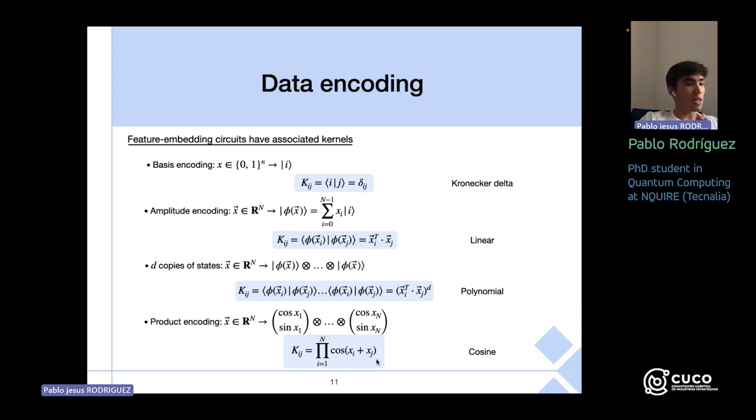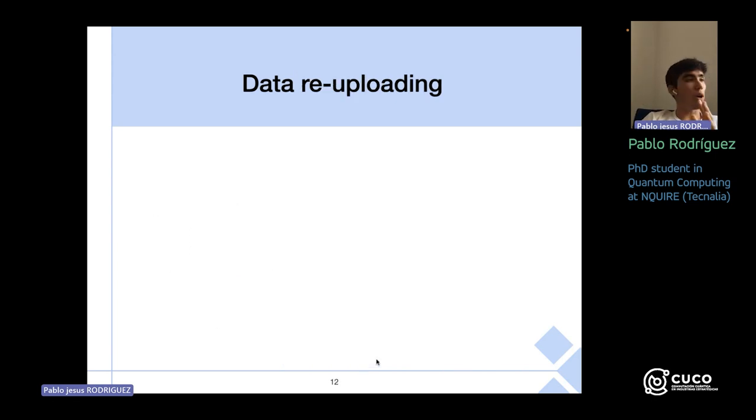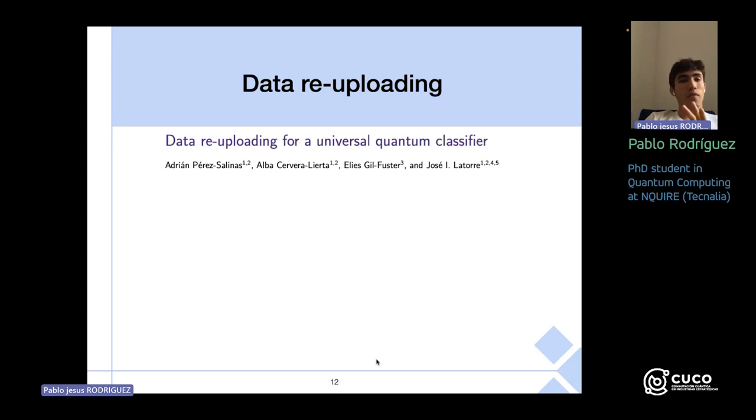So, okay, we have seen where we can use quantum computers, and we see that when we encode information into a quantum computer, we are implicitly generating a kernel. So once we have seen how this encoding is related with quantum kernels, I want to talk about data reuploading, a technique which was presented in this paper 3 years ago.